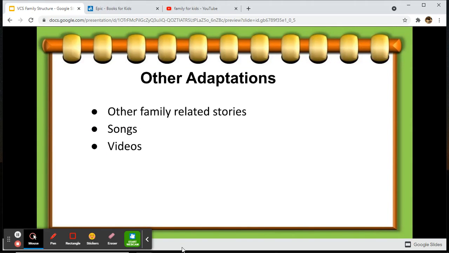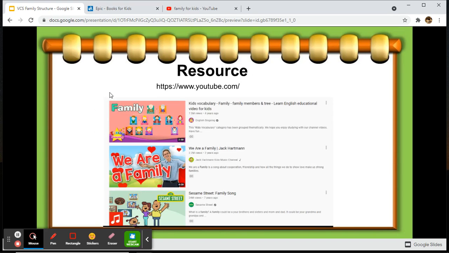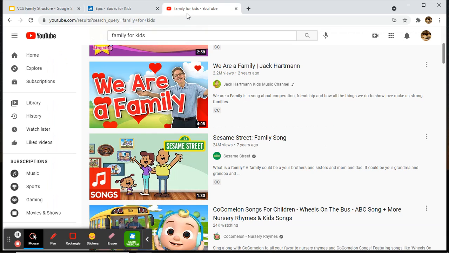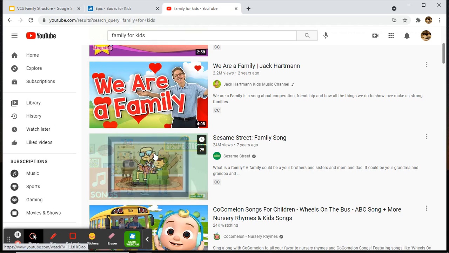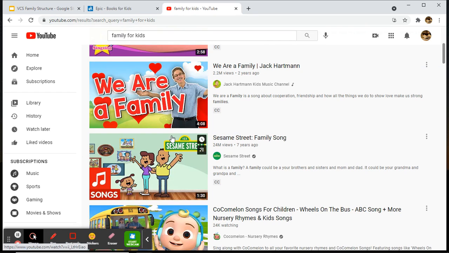Other adaptations: you could read other family-related stories. Students can watch songs and videos related to family. One great resource is YouTube. You can search for family and you'll see Jack Hartman, Sesame Street, and other songs on CoComelon.